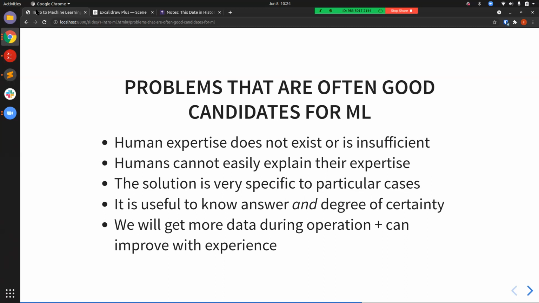If you have a solution that's very specific to particular cases, right? So if you have a solution where there are many different possible cases and you want to be able to have a good output for all of them, that's usually much too complicated to explain in a rule-based system, so it's a good candidate for machine learning. Another example is if you want to know both the answer and the degree of certainty in that answer, often machine learning systems are better at that. And finally, we said way back when that machine learning systems can potentially get more data during operation and improve with experience, whereas a rule-based system will only improve if you manually update it.